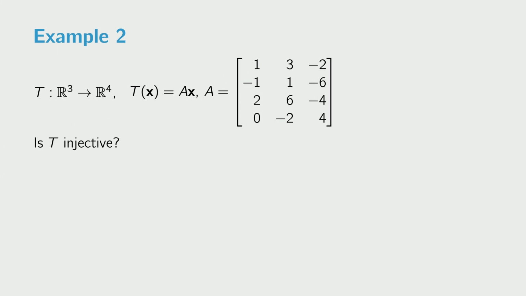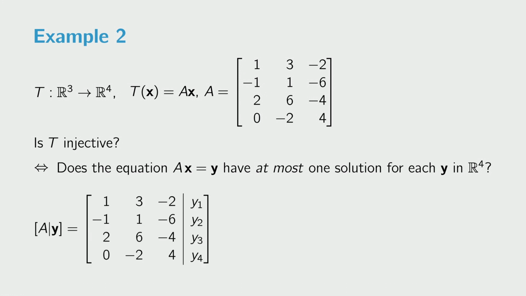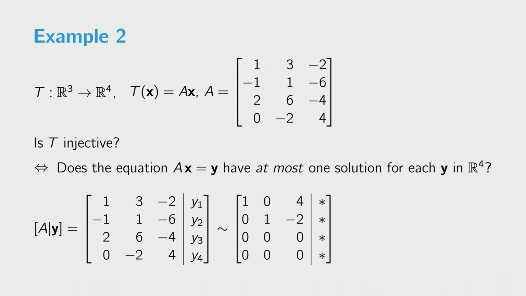Is this transformation injective? Again, the question is, does the equation Ax equals y have at most one solution for each y in R4? Let's look at the augmented matrix that corresponds to this equation. As you can check, it can be row reduced to this reduced echelon form. Again, the stars on the right depend on y1 to y4. The precise form does not matter. What is important is the following. If these two elements are 0, then the equation is consistent. This can happen, for example, if y is equal to the 0 vector.